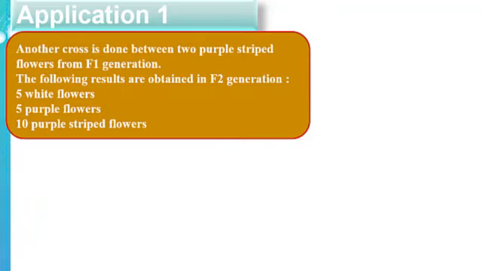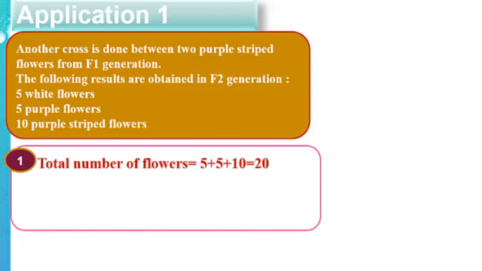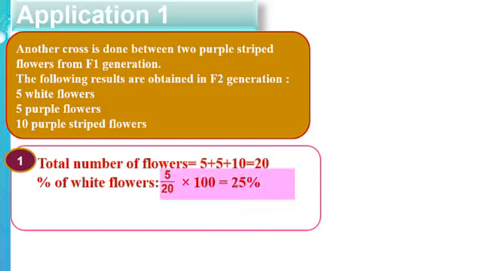Number 1, we want to convert the numbers in the given into percentages. The first step is to get the total number of flowers by adding them. 5 plus 5 plus 10 gives 20. The percentage of white flowers is the number of these flowers divided by the total number of flowers and then multiplied by 100. It gives 25%. Similarly for the other flowers.